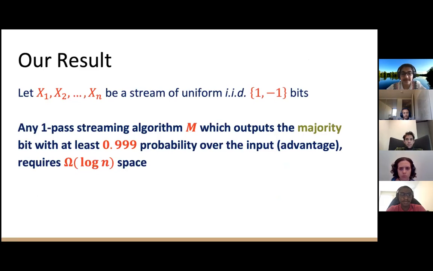As Daniel raised a good point, we prove this lower bound against streaming algorithms that compute majority with an advantage of 0.999, some constant after which we can prove the lower bound. For example, we are not able to prove an omega log n space lower bound for, say, an advantage of 0.7.